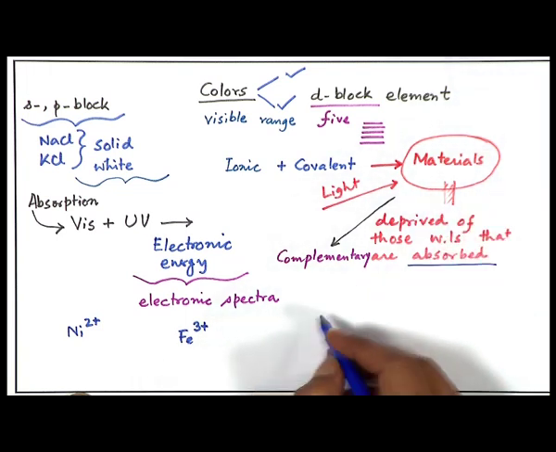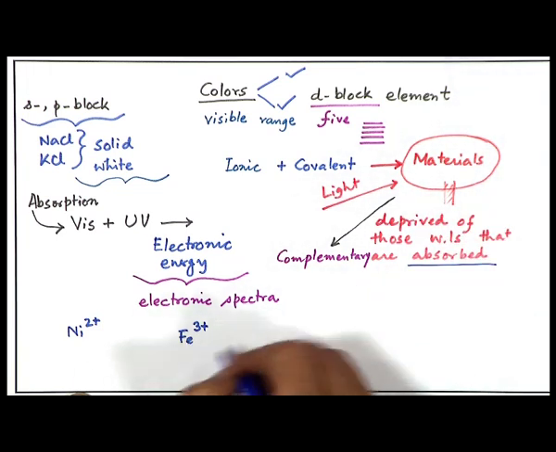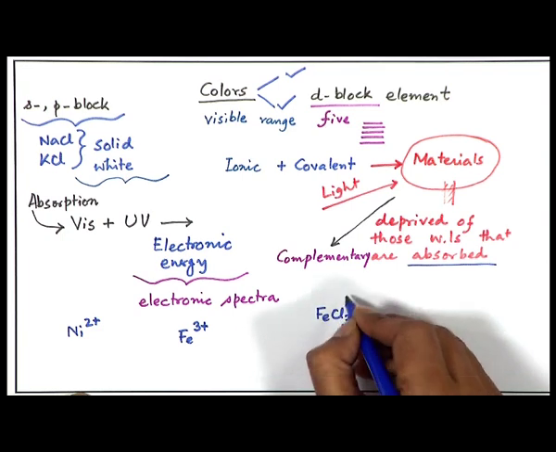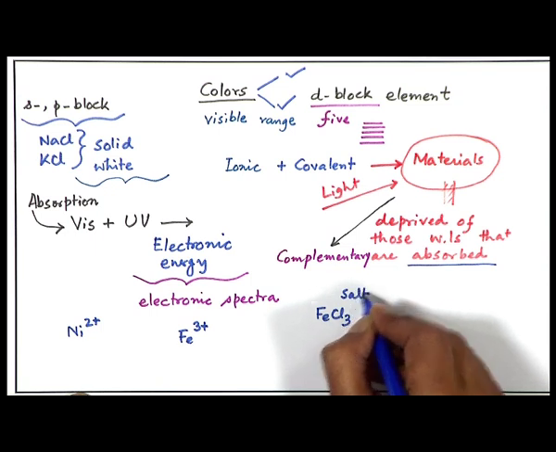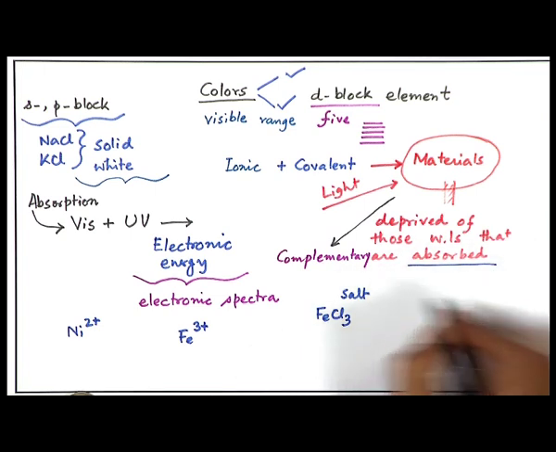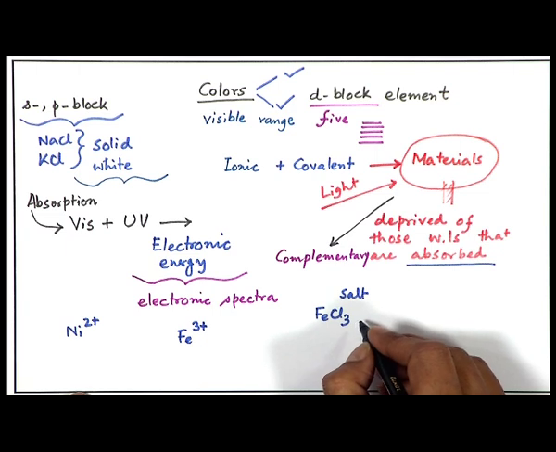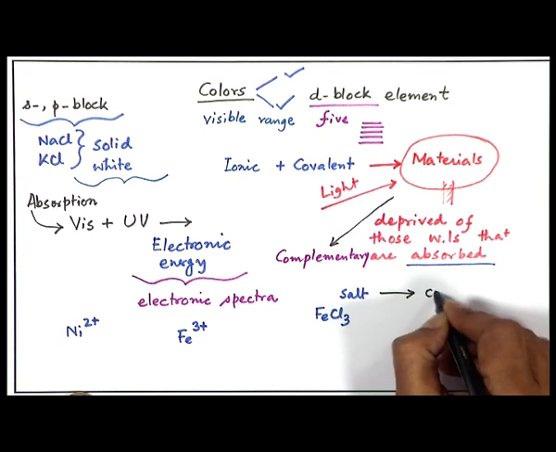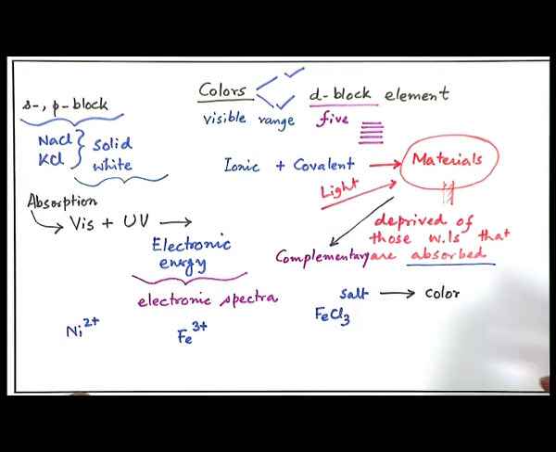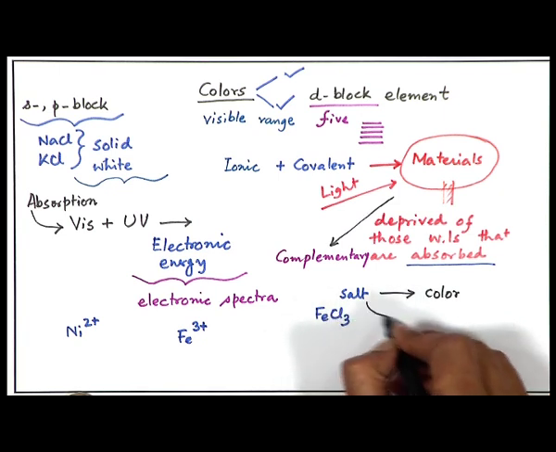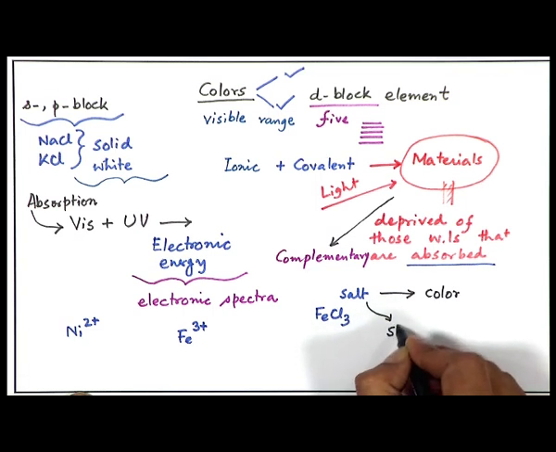And in some cases we see that if we have a ferric chloride salt, we know that is a typical salt we get in the solid state. So, that can also be hydrated. This particular salt will have some color. So, what is happening in the solid state structure is important. The salt will have some structure.